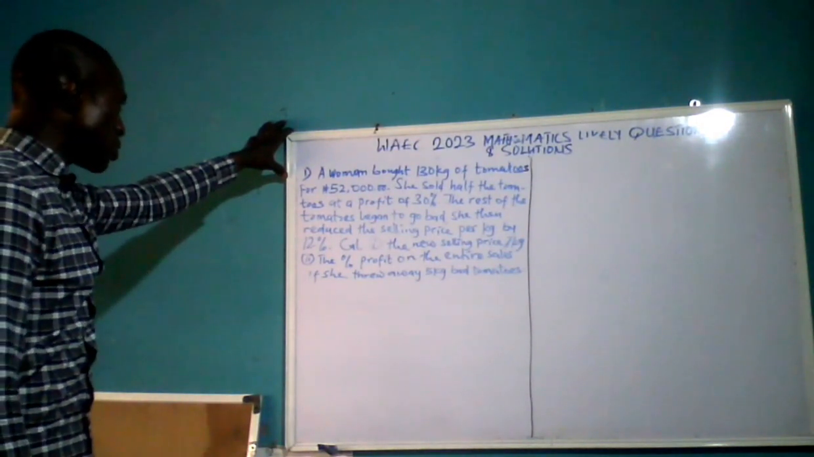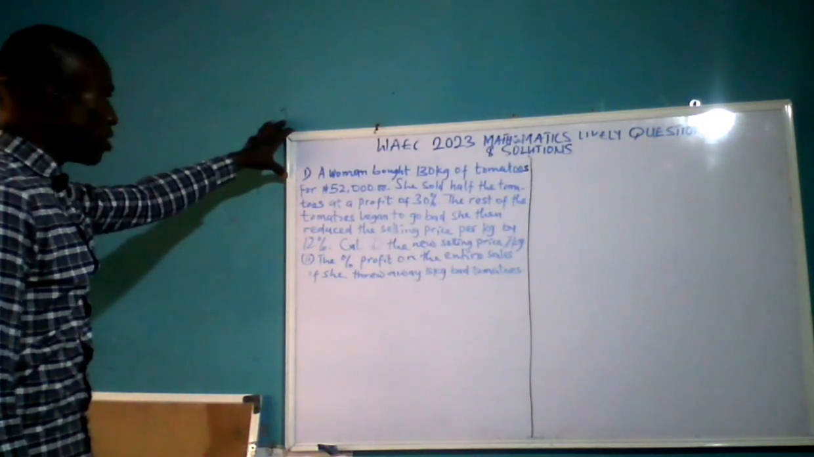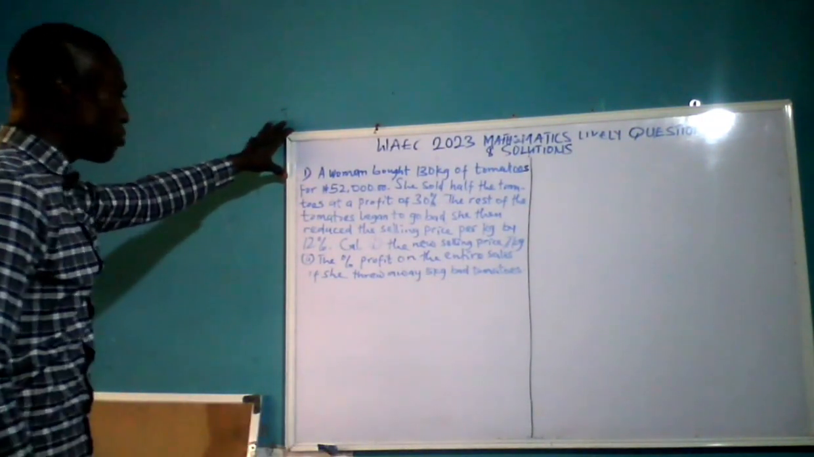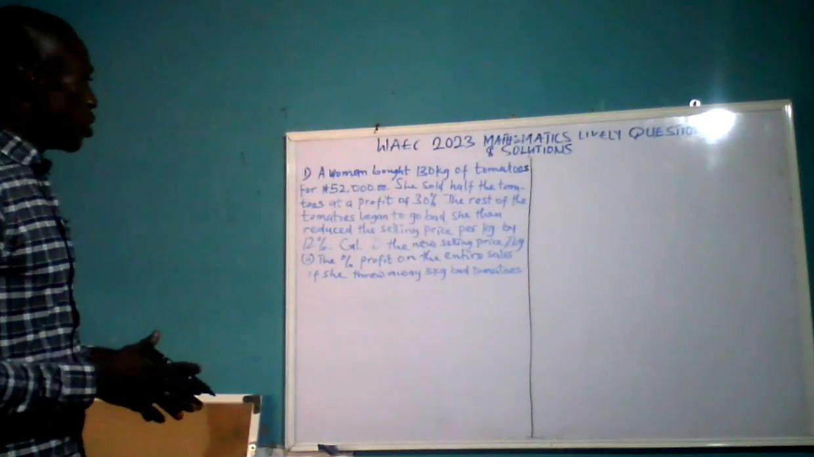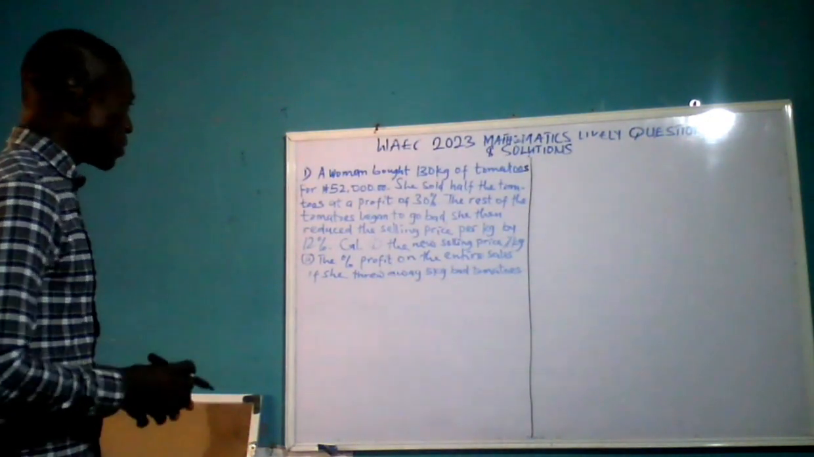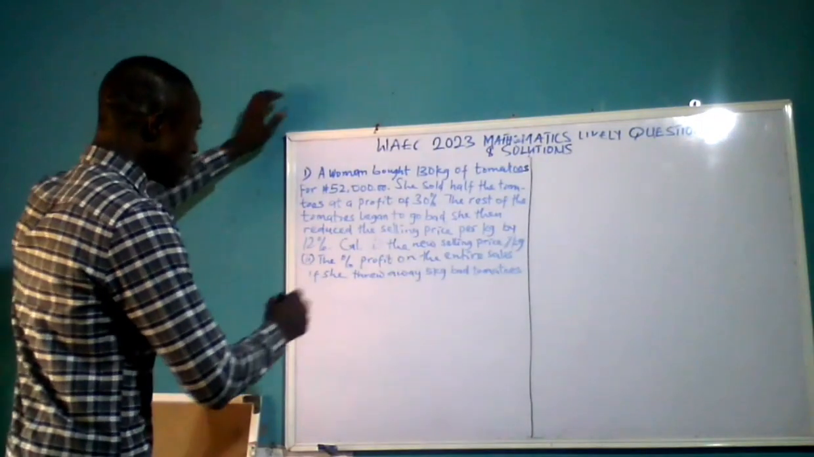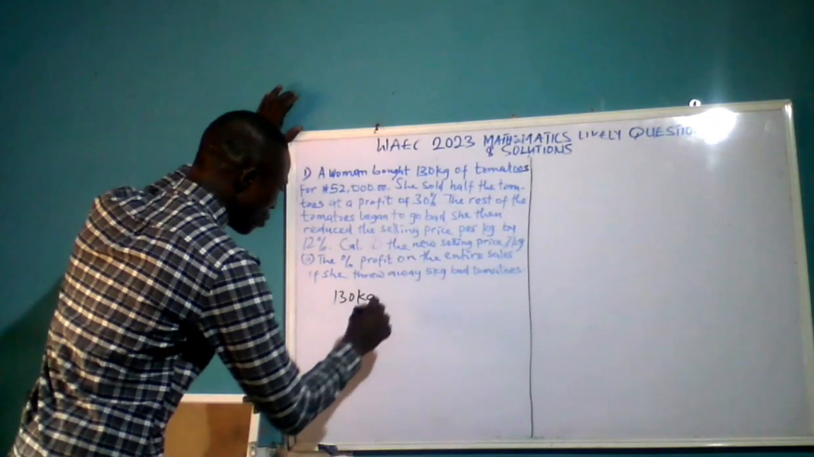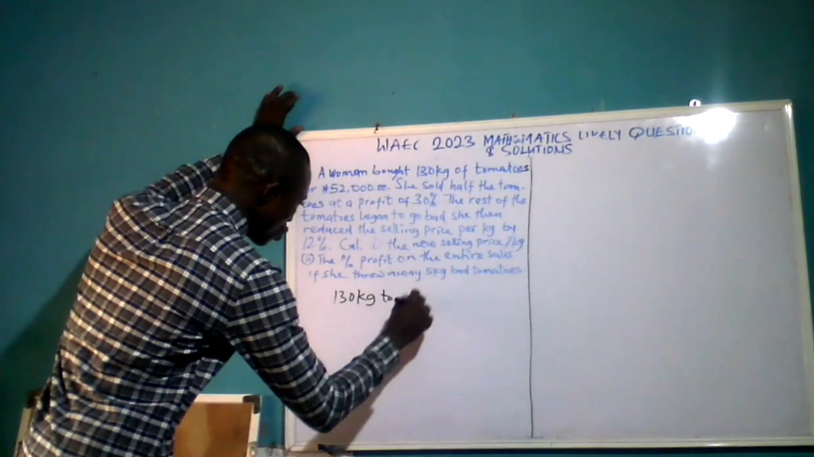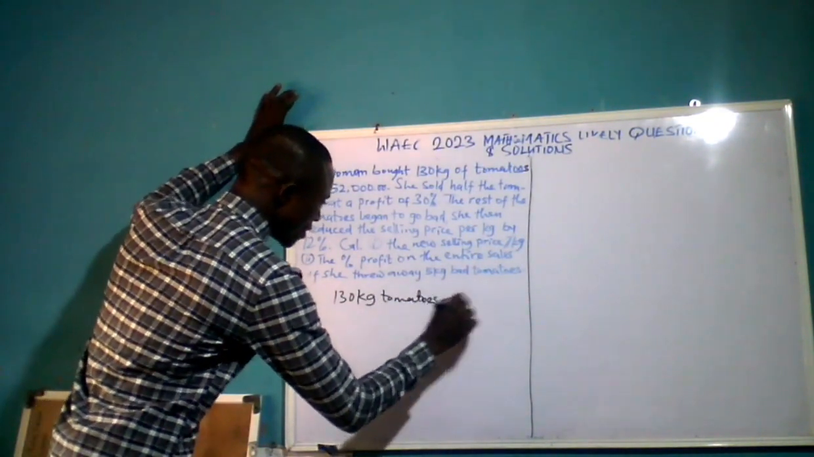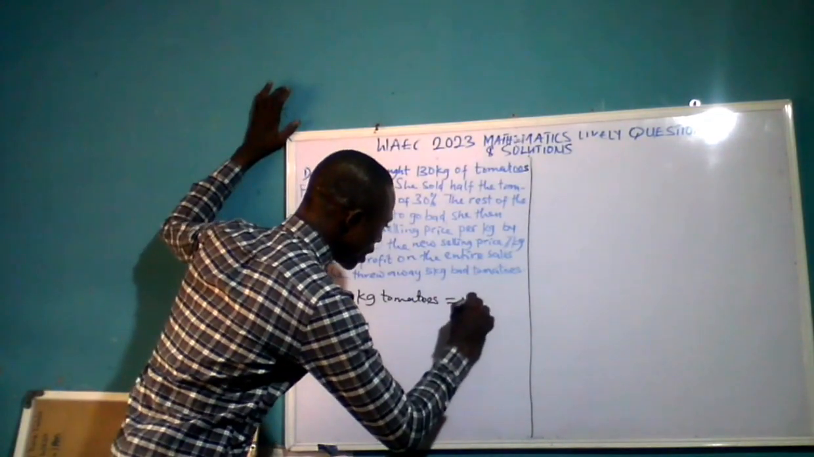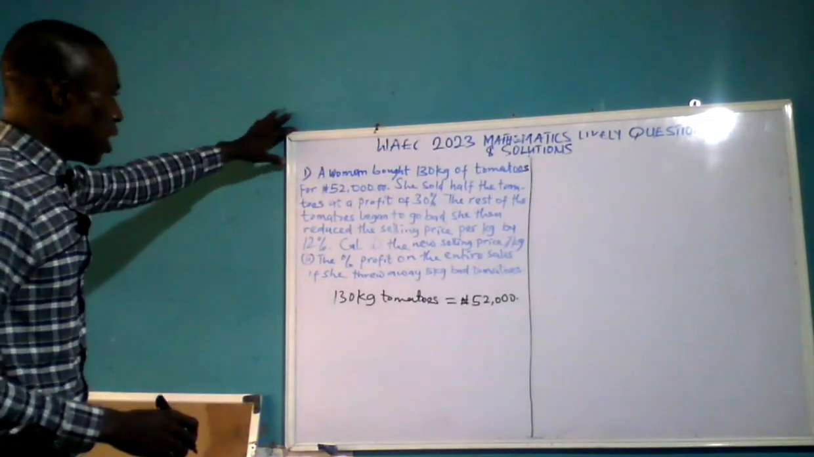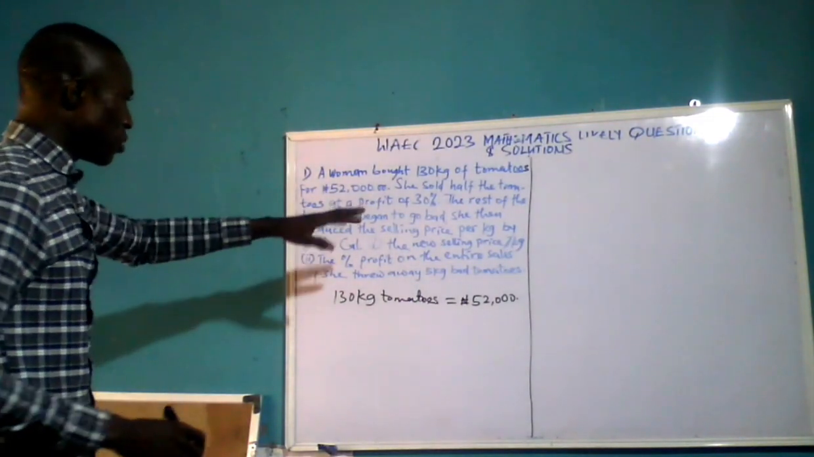To answer this question, you have to start by interpreting each statement in this question. And also, since we are asked to find the new selling price, you have to tell us your solution towards the old selling price. Now let's start. The whole thing was bought, that is 130 kilogram of tomatoes, for 52,000 naira, that's the first statement. And she sold half of the tomatoes at a profit of 30%.